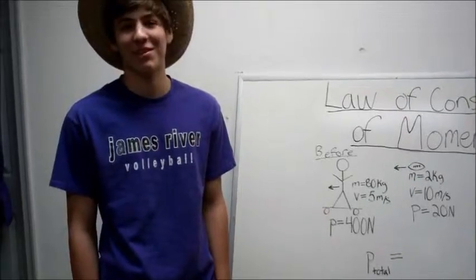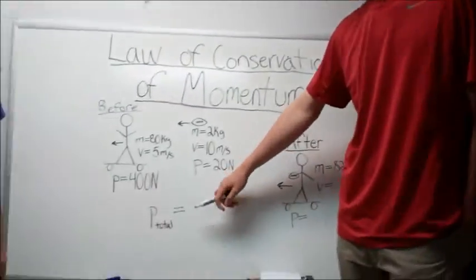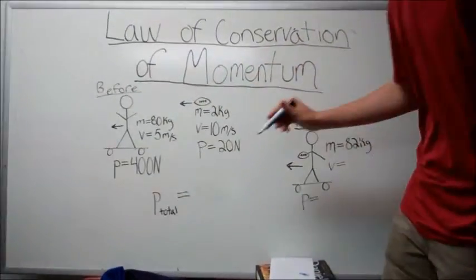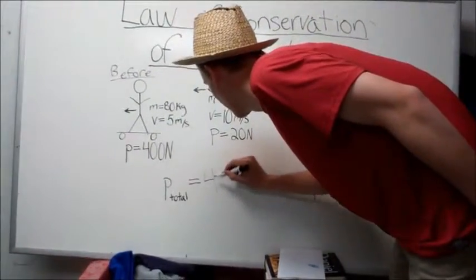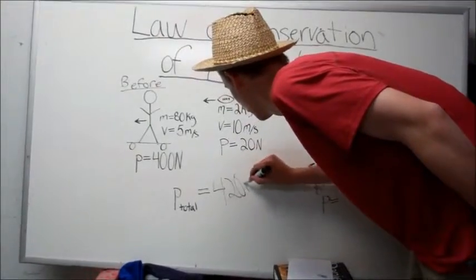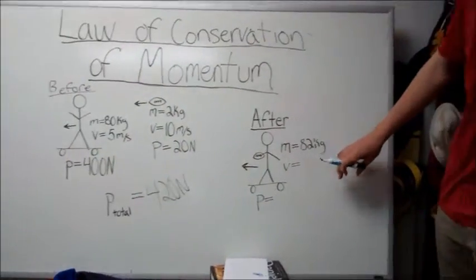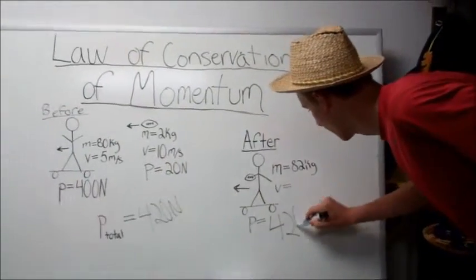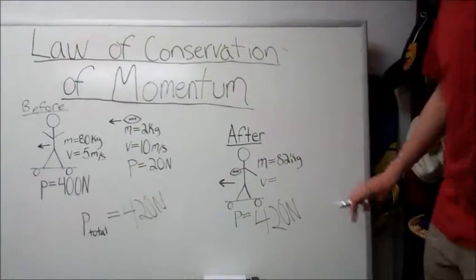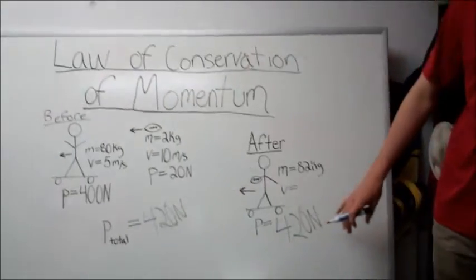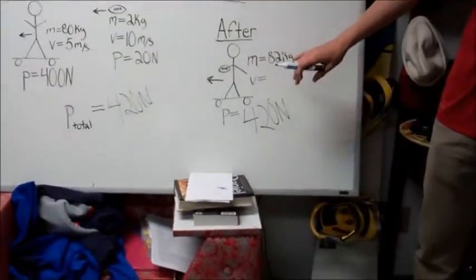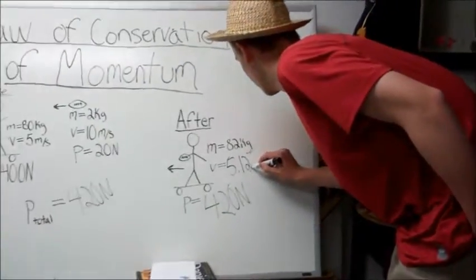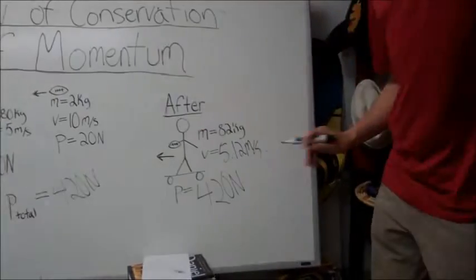That, my friend, was an example of an inelastic collision. Back to Winder. Okay, so the total momentum before the collision is 420 newtons. So therefore, the momentum after must equal 420 newtons. And to find the velocity, since momentum equals mass times velocity, you divide 420 by 82, and you get 5.12 meters per second.